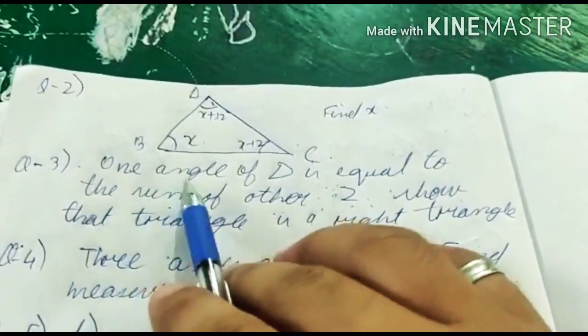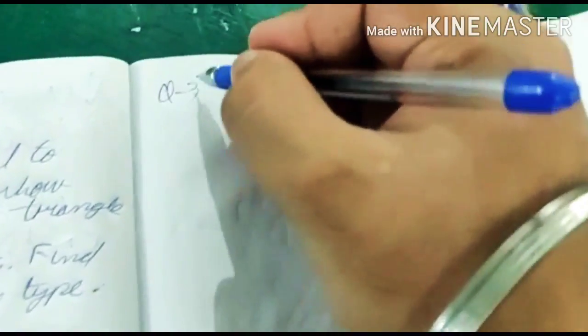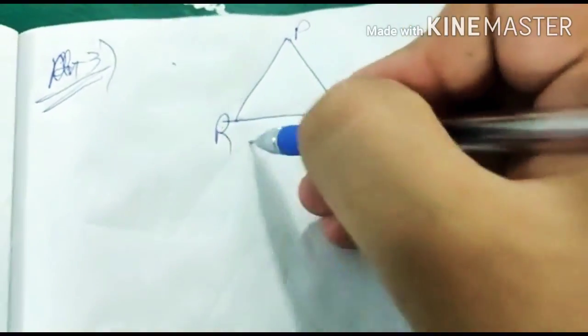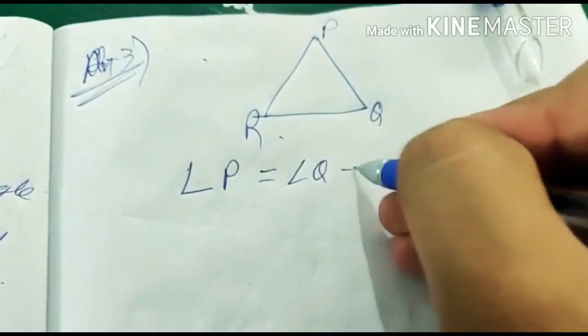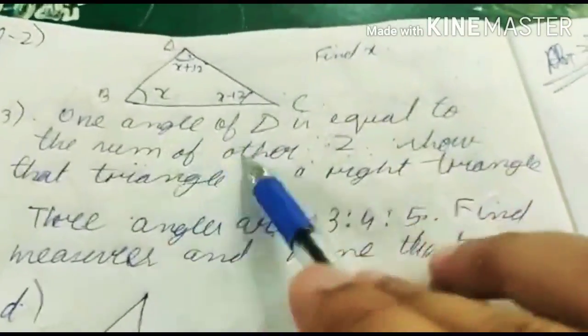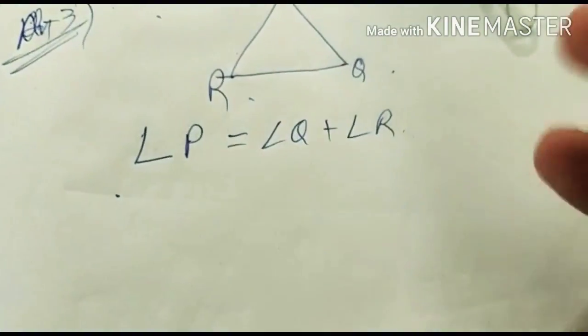Question number 3 says that one angle of a triangle is equal to the sum of the other two. Answer number 3. What does this mean? There is a triangle, say PQR. It says that angle P is equal to angle Q plus angle R. I take one angle, angle P, equal to the sum of the other two angles, Q and R. So angle P equals angle Q plus R.